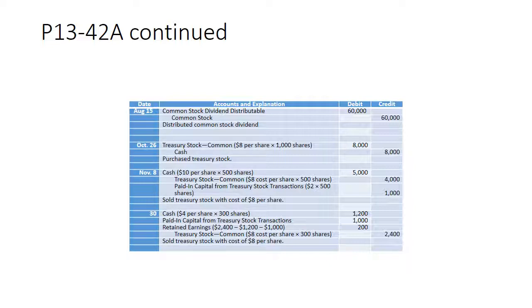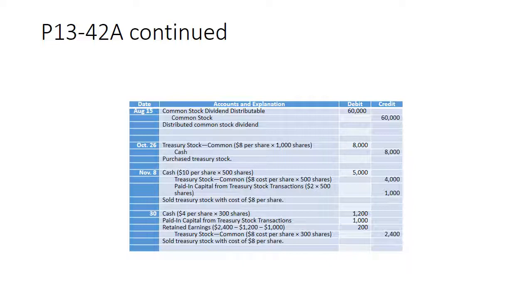November 30th. The company sold 300 shares of the treasury stock for $4 a share. So they sell 300 shares times $4, that's $1,200. They receive cash, so we debit cash. They have to credit the treasury stock for 300 shares times $8, what they originally bought it for. So they're crediting it for $2,400. So they received $1,200 on something they paid $2,400 for. So there is a total loss of $1,200.